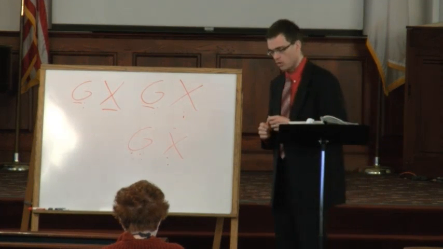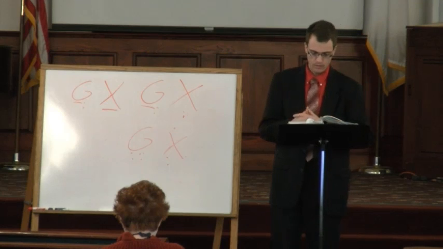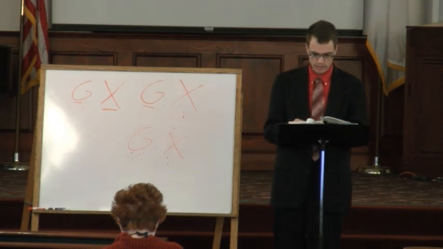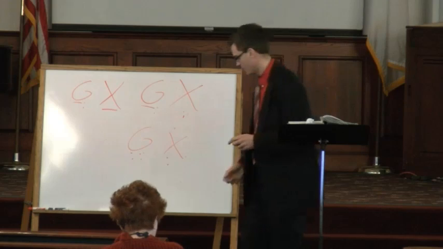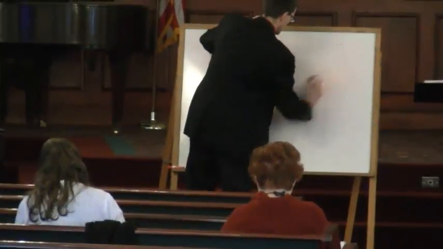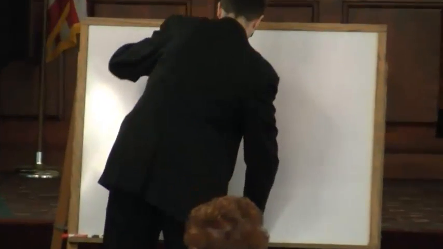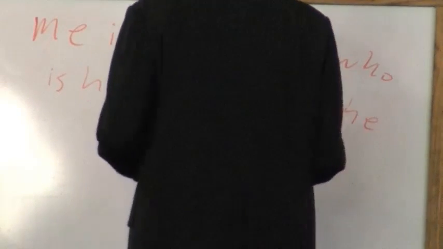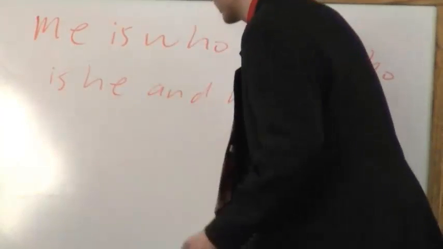So this is a little way you can remember these 3 words. Mi is who, and who is hu, and hi is she. Okay? I'll write that on the board. And if you remember that, those 3 words at least you will have down. Mi is who, and who is hu, and hi is she. And this is the Hebrew word in each case.